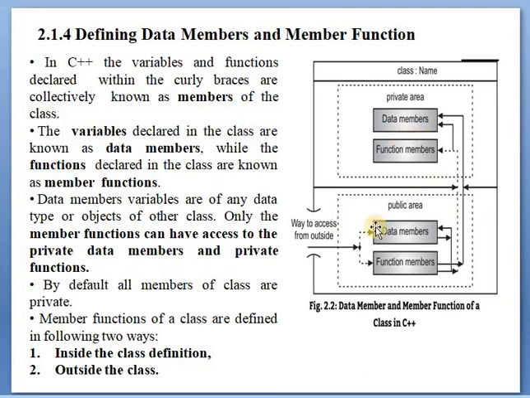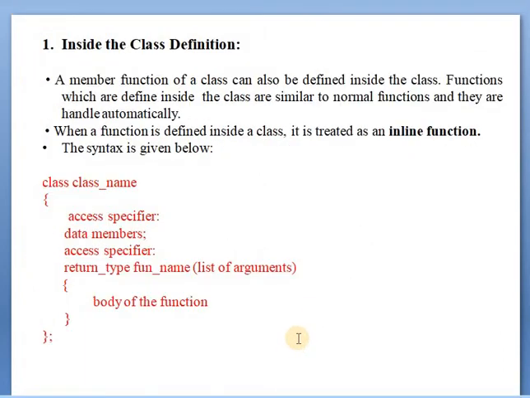try to understand this figure, that is, private members of the class cannot be accessible from outside the class. These members are only accessible for the members of the same class. See here how to define the functions inside the class definition.